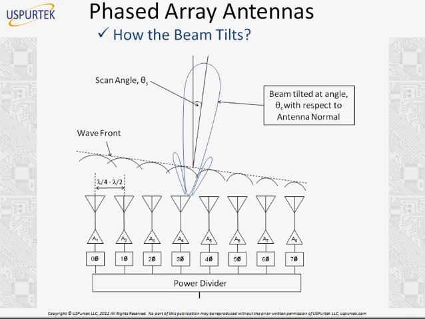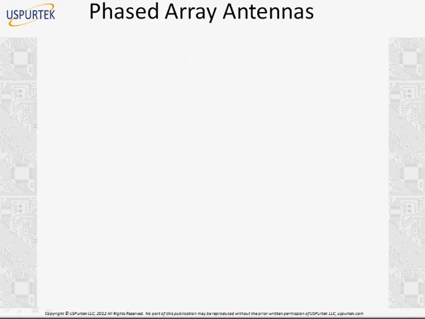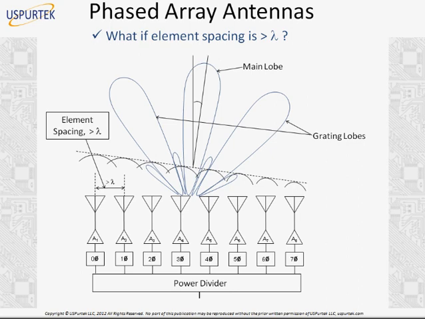If you do it the opposite way, like if you make the rightmost element 0 phi and the leftmost element 7 phi, the beam will tilt in the other direction. And depending on how much taper you have in the phase or amplitude, you will achieve the desired scan angle, theta s. Okay, so we just saw how the beam tilts. Now, there's another situation: if the spacing between the elements is more than one wavelength. Earlier we saw that the spacing should not be less than half wavelength. But what happens if the spacing is more than one wavelength?